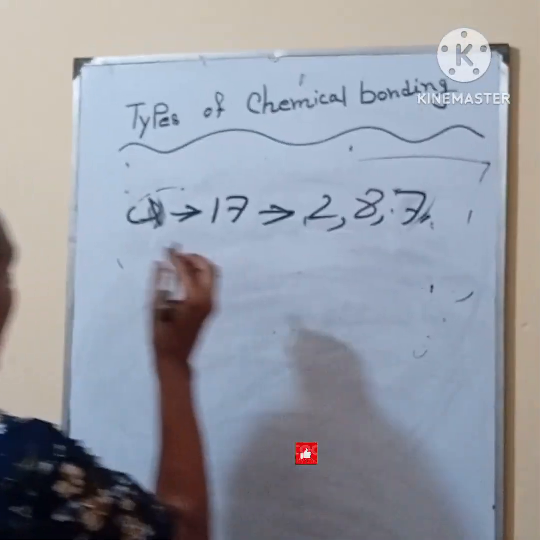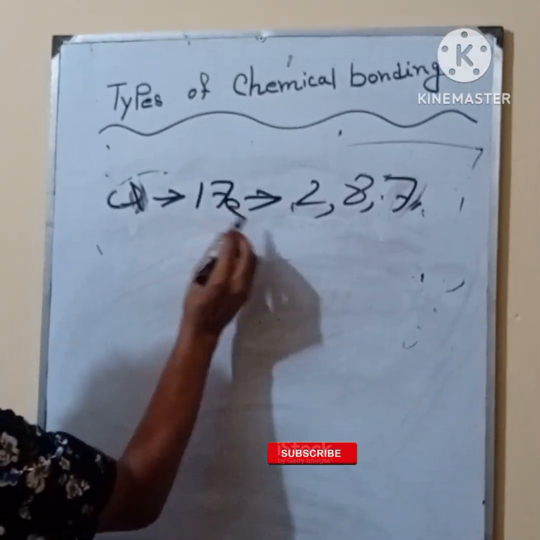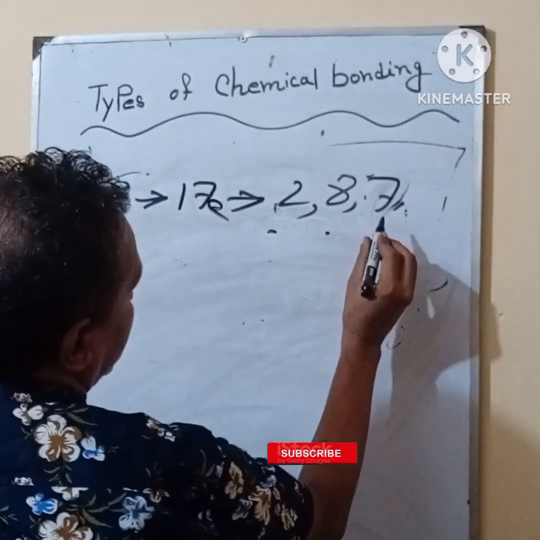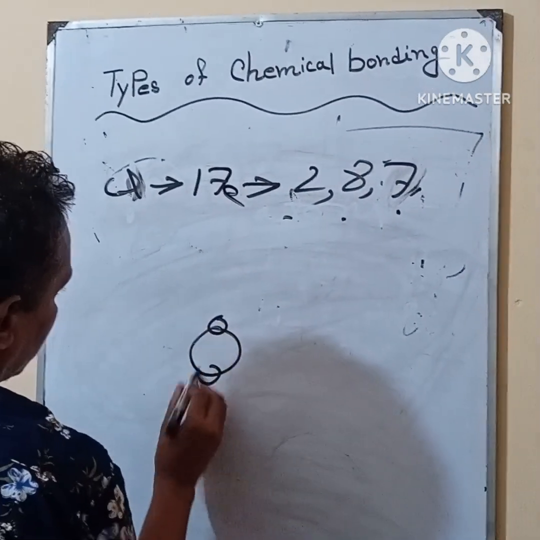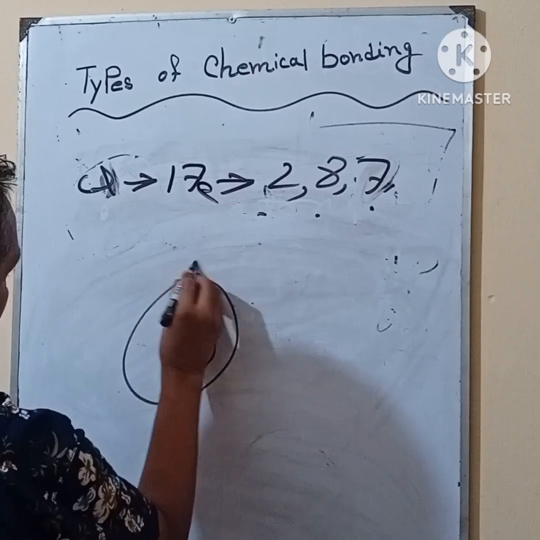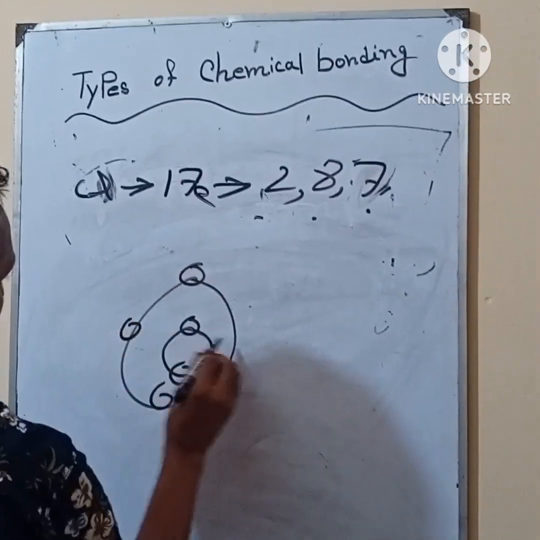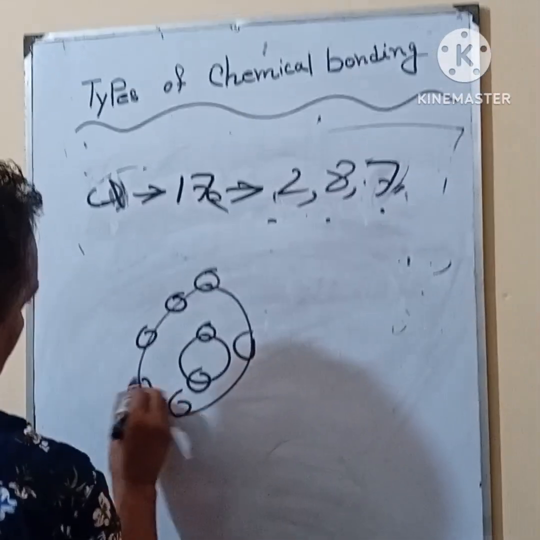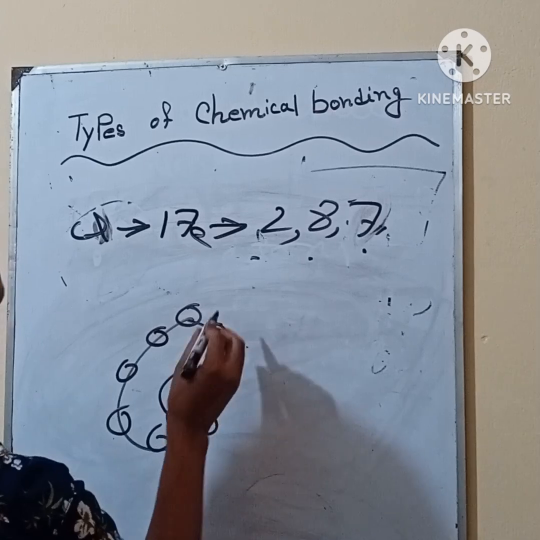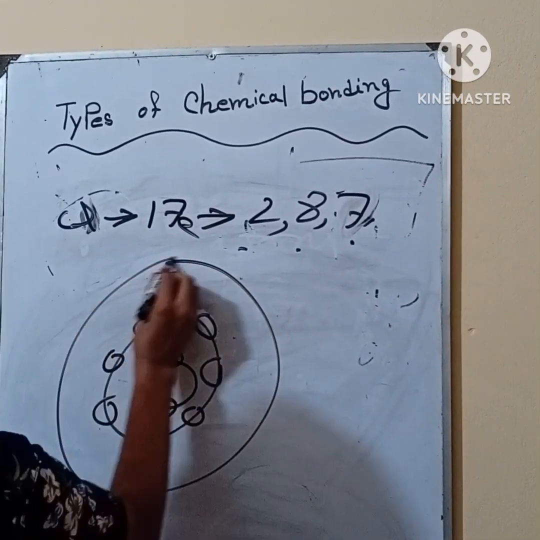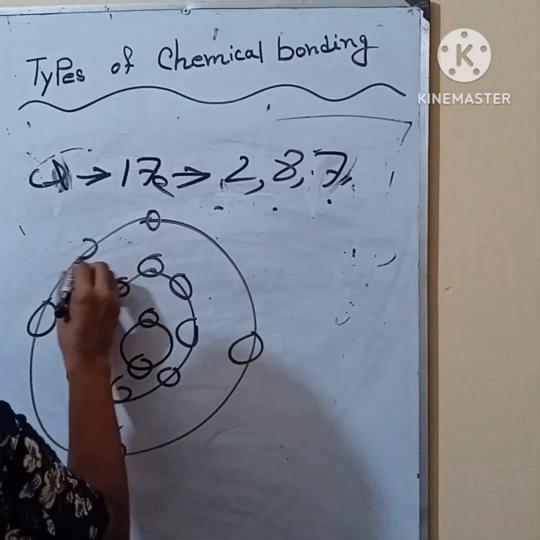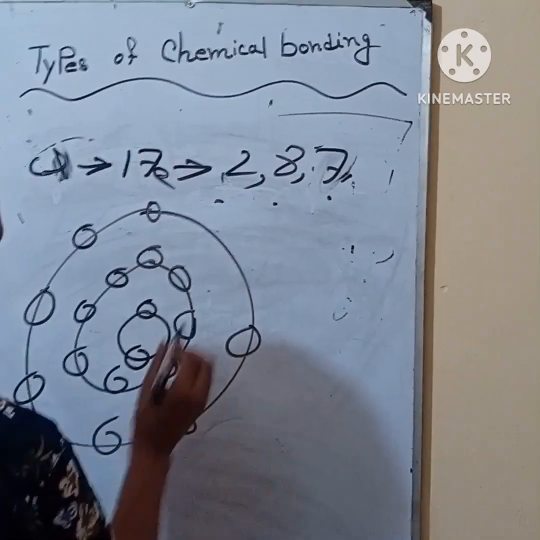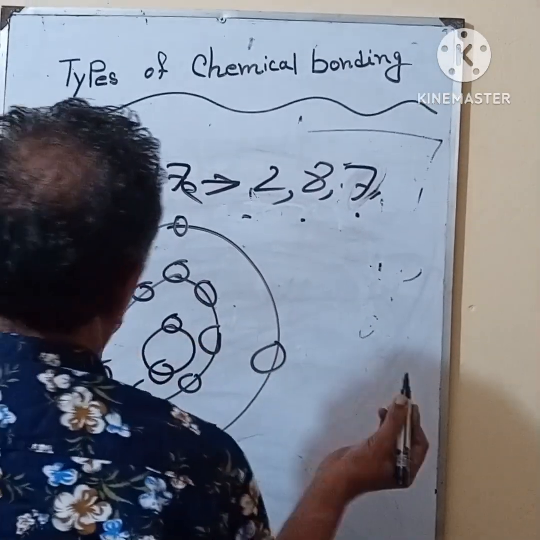Chlorine atom has 17 electrons. 2, 8, 7. The first orbital has 2 electrons, the second orbital 8 electrons, and the outer shell has 7 electrons.